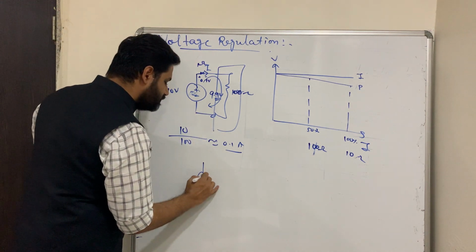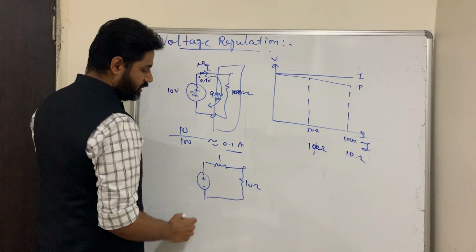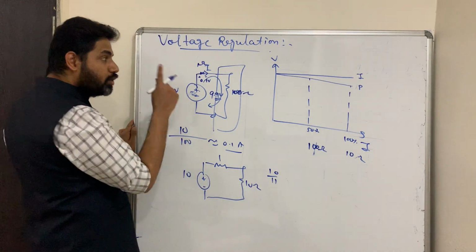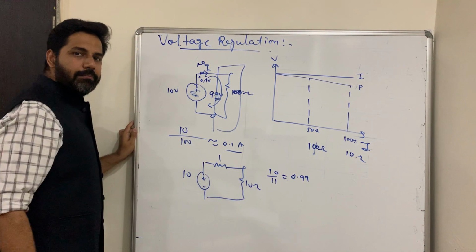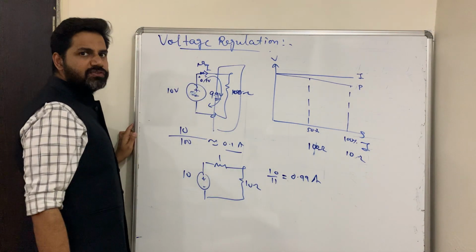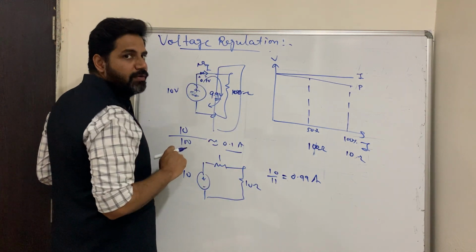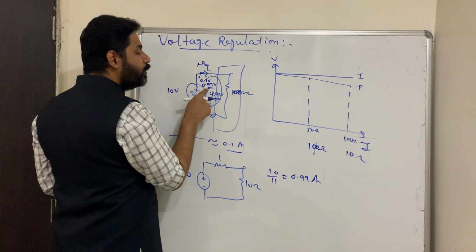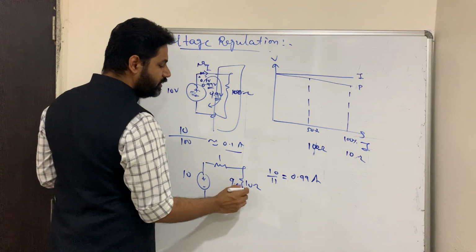But if the same case happens with 1 ohm internal resistance and we connect a 10 ohm resistor, what will happen? 10 divided by 11. Now 1 is not negligibly small. So about 0.99 ampere current is flowing. Here only 0.1 ampere was there, so almost 10 times more current is flowing right now. 0.99 multiplied by 1 is 0.99 volts drop. So 10 minus 0.99, it is 9.01. So 9.01 volts will come across this.